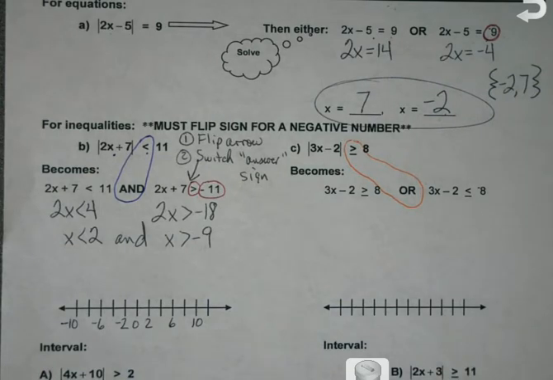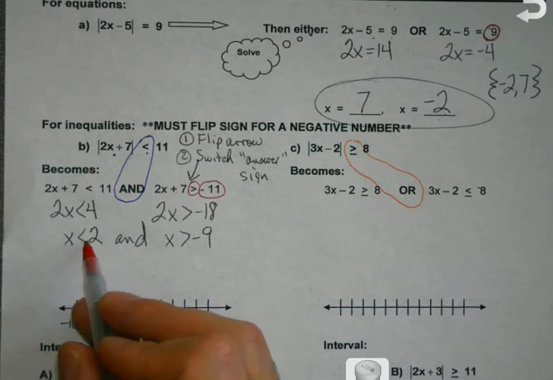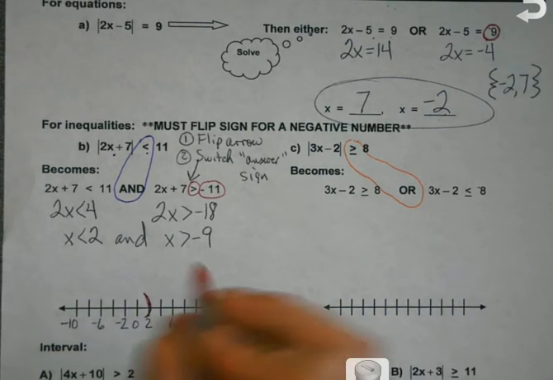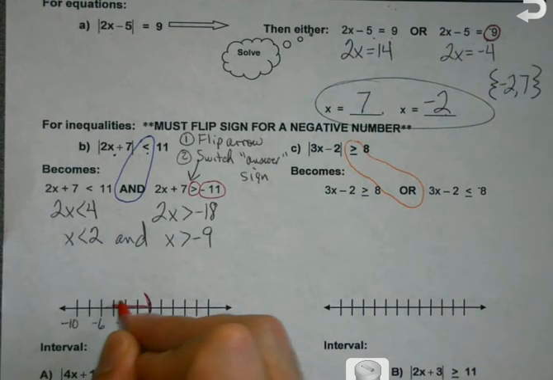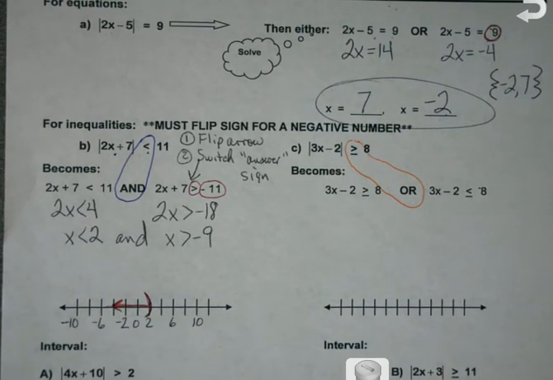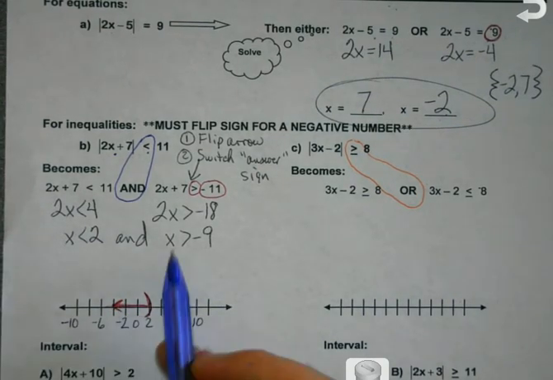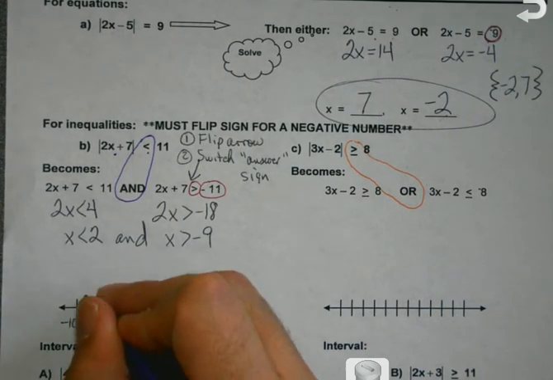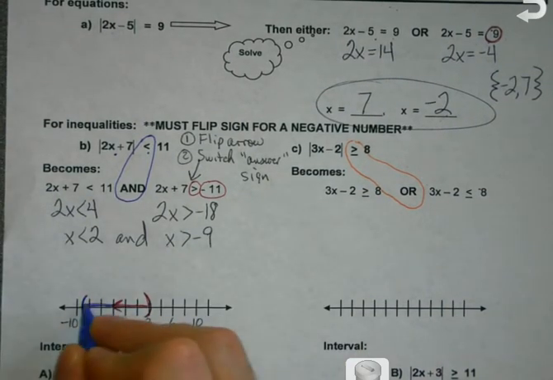And then I'm going to go ahead. I've got x is less than 2. Okay, so that would be this. And we'd be going to the left because less than goes to the left. And then x is greater than -9. Okay, and there's -9. Okay, yep, just like I thought.